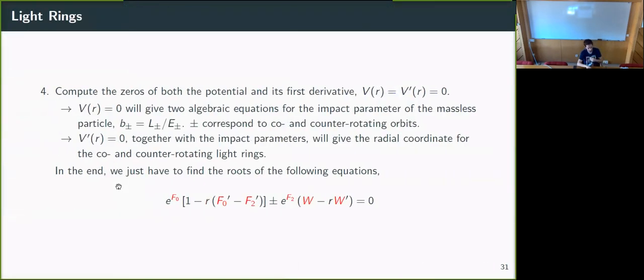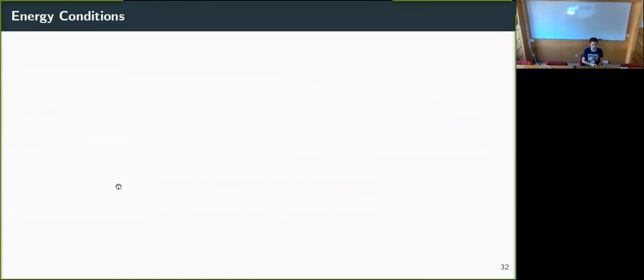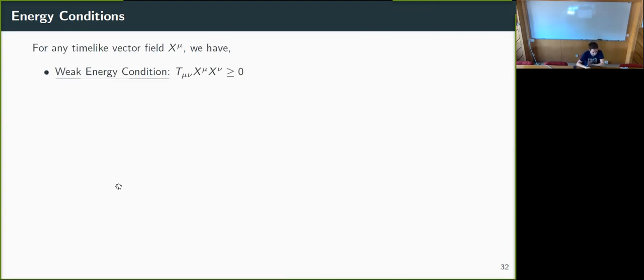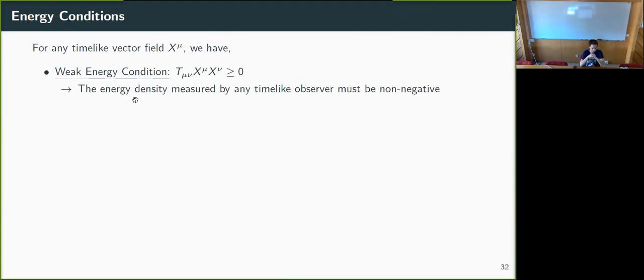Then, another thing you can do is study the energy conditions. These energy conditions exist to verify if the energy-momentum tensor is at least at the level of classical physics, if it is viable, basically. So for any time-like vector field, we have the weak energy condition defined as this expression. Basically it says that the energy density measured by any time-like observer must be non-negative. This, for the boson star case, can be shown to be always true, so there is no violation.